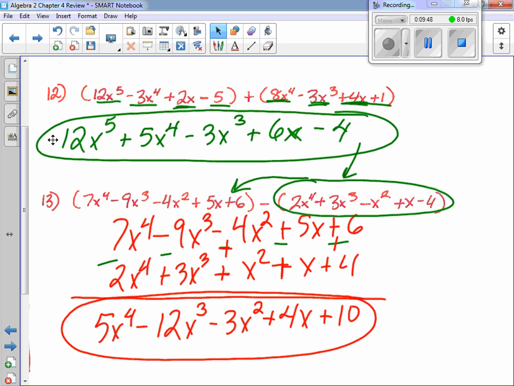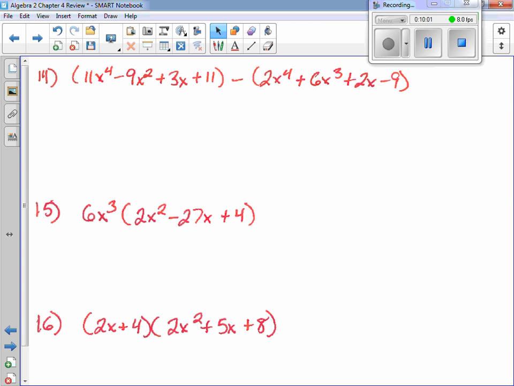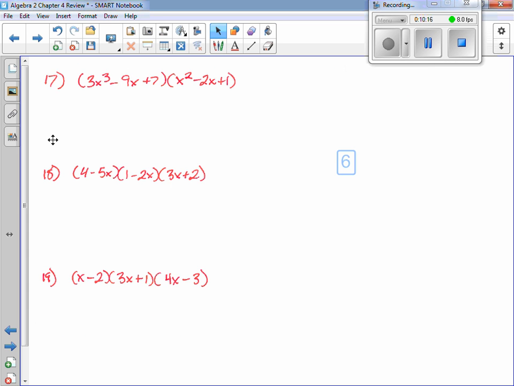Any other questions on this here? Okay. Questions on 14, 15, or 16? Any questions on these three here? That's more or less a question on 18?